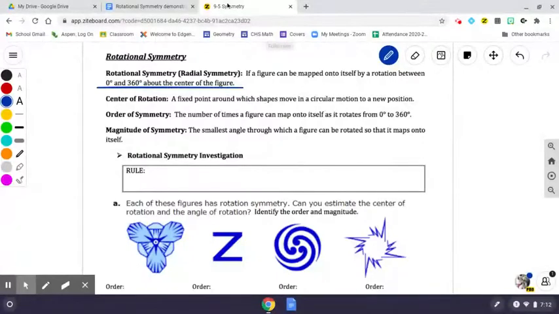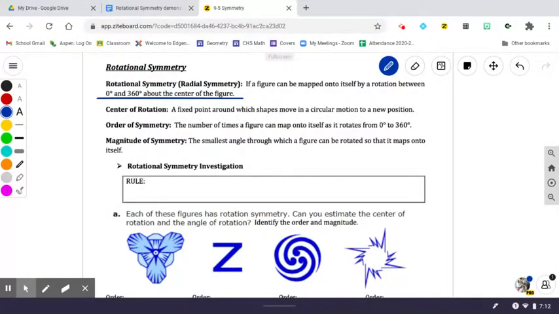So going back to the note here, the rule is what we're going to fill in. That's a quick way for you to identify the order and the magnitude. Also, those are defined right here. I talked about them when I was showing you that other page, but the order is the number of times a figure can map onto itself as it rotates from 0 to 360. The magnitude is the smallest angle. So basically, to find the order, you just count the repeated patterns, like I said before, and then the magnitude I'm going to put here. The magnitude, you take 360 and you divide it by the order.